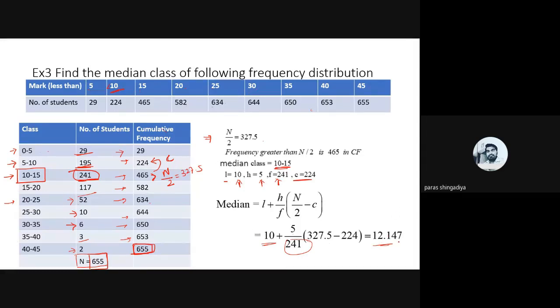So 12.147 belongs to the median class, 10 to 15. Now, is it clear? Have you any query, any doubt?